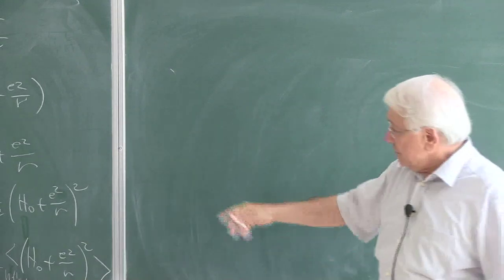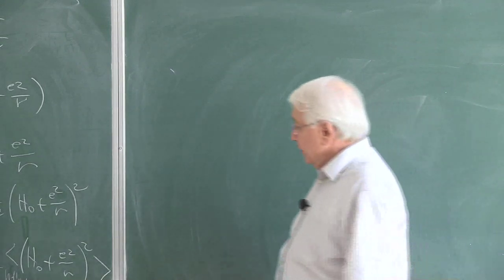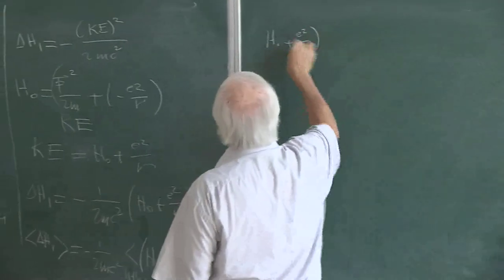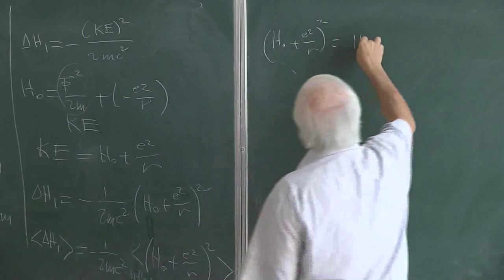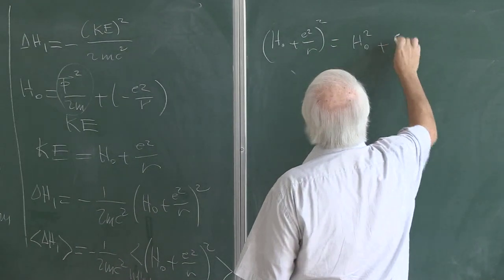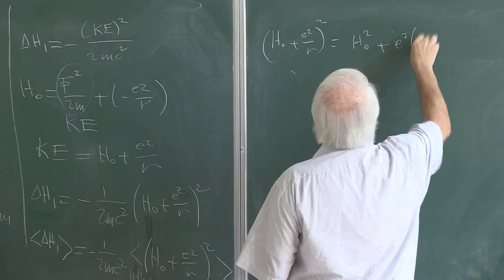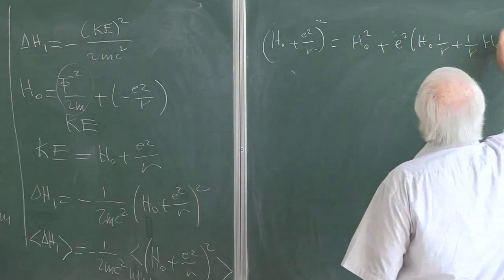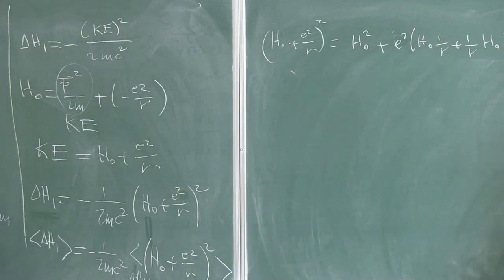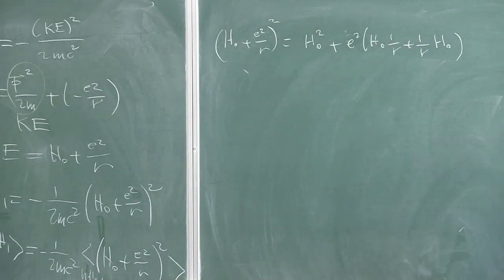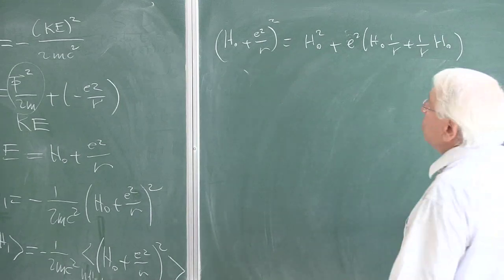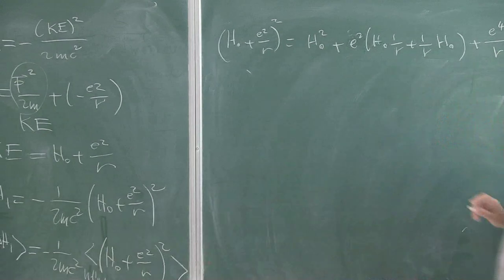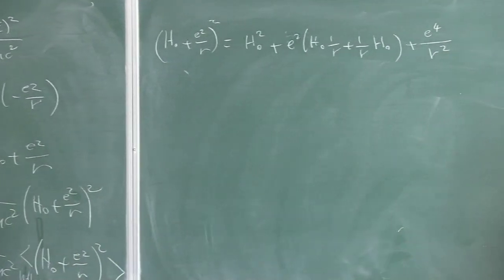Before that, let me expand this, let me compute the square. Just taking into account that they are operators, therefore we have to pay attention to the ordering, plus e to the 4 divided by r squared. That's the expression in there.